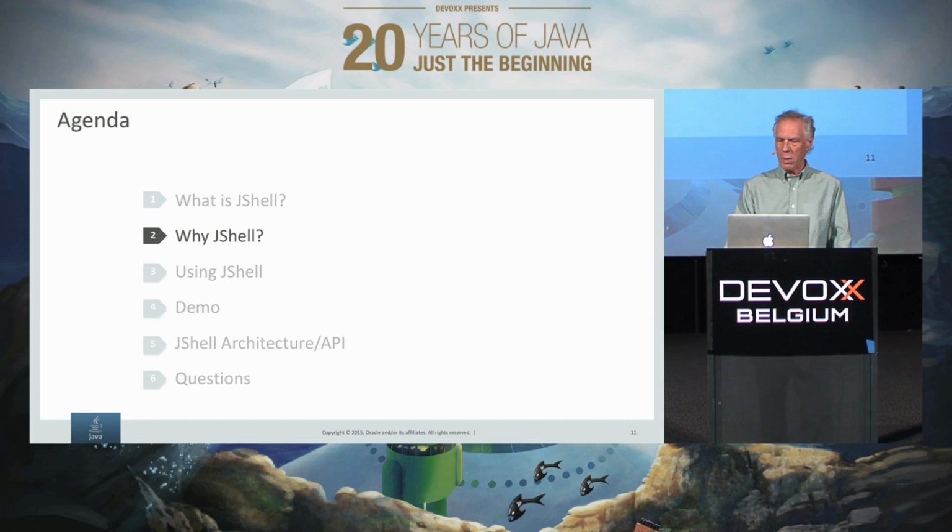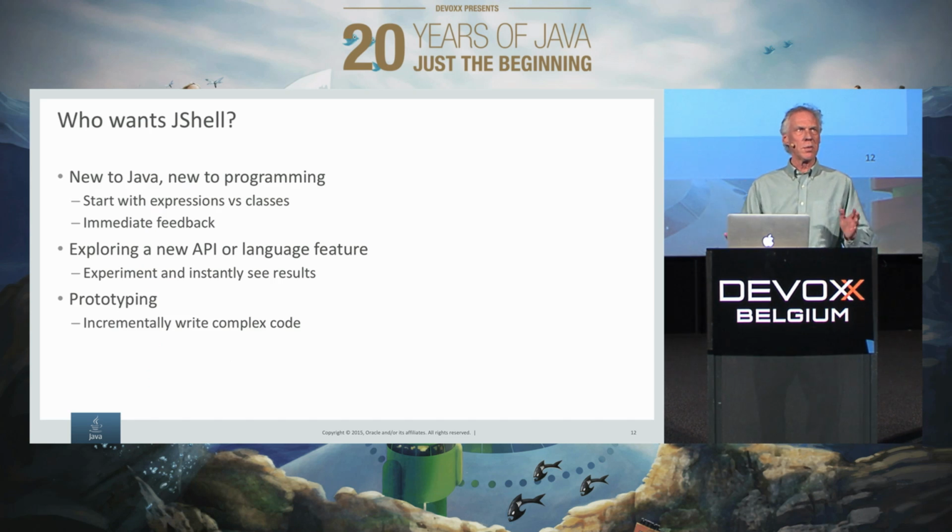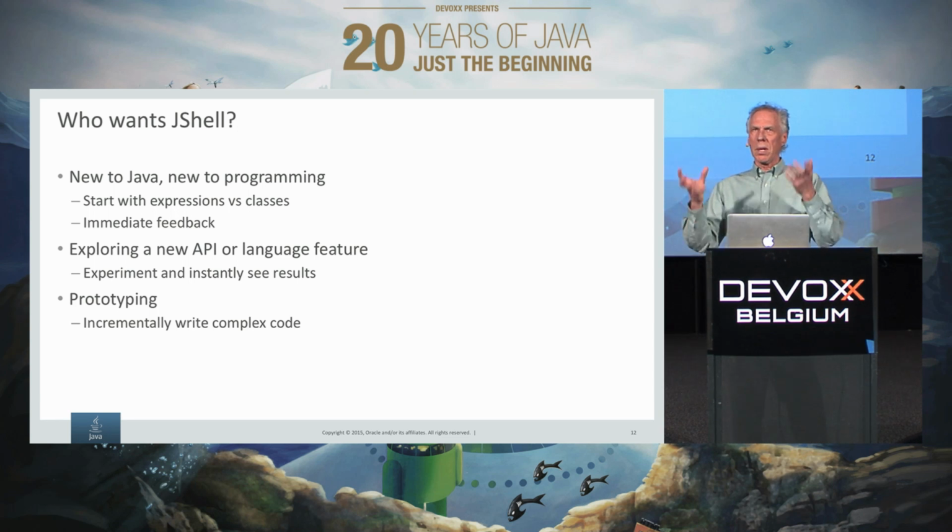Okay, so why would we want JShell? There's really three audiences for JShell. One is programmers that are new to Java. This is a great way to learn Java, or in fact, if Java is your first programming language, you can start with typing in an expression and seeing what that does. That's a much easier starting point than declaring a class, declaring a main method with a string array and access permissions and so forth, and not knowing what any of that means. You can start at a reasonable point and build up from that.